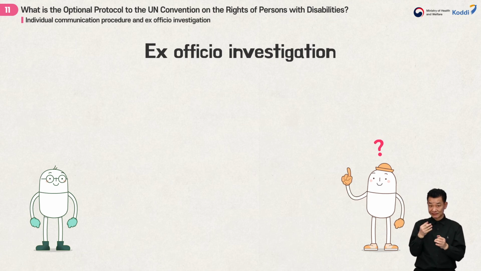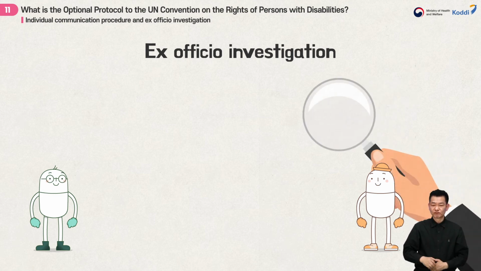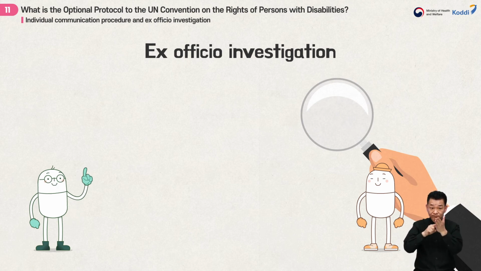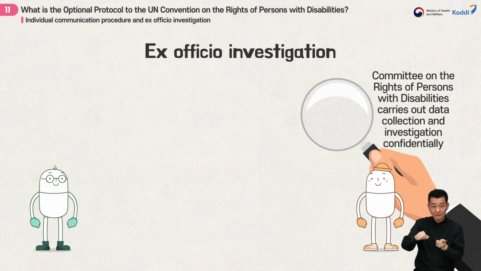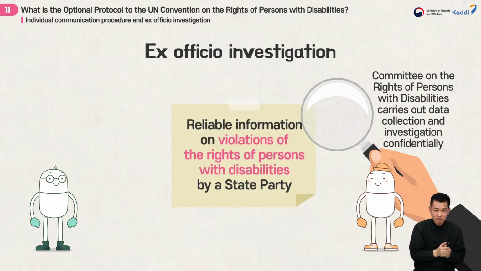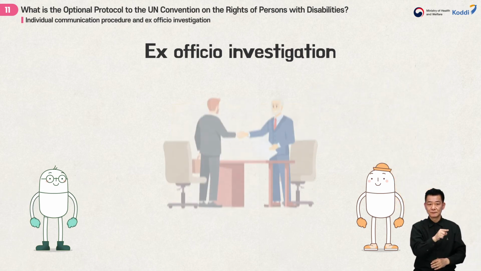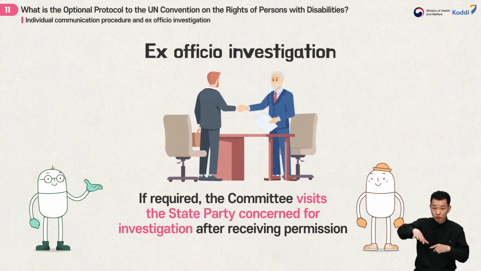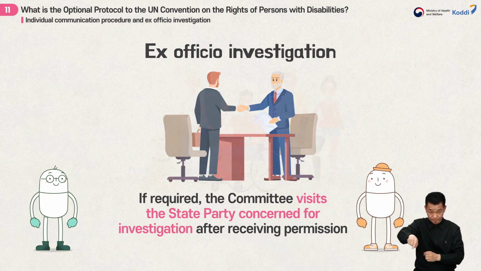You mentioned earlier that it has something to do with Article 6 of the optional protocol, didn't you? That's right. Ex officio investigation means that the Committee on the Rights of Persons with Disabilities carries out data collection and investigation confidentially when there is reliable information on violations of the rights of persons with disabilities by a state party. If required, the committee visits the state party concerned for investigation after receiving permission.